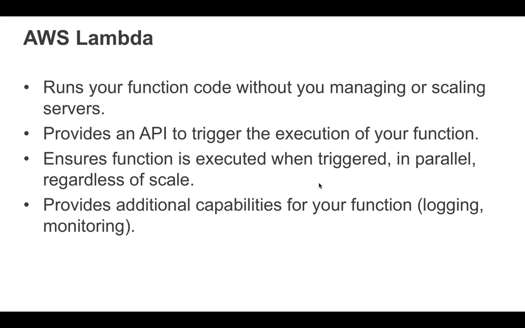So Lambda runs your function code without you managing or scaling services. We provide an API so that you can also trigger the execution of your function. So we have event sources which can automatically create the invocation of a function. We also have an API where you could manually invoke your function.